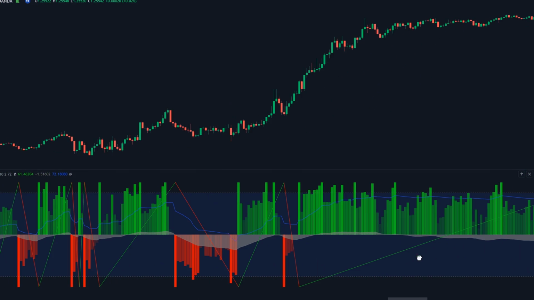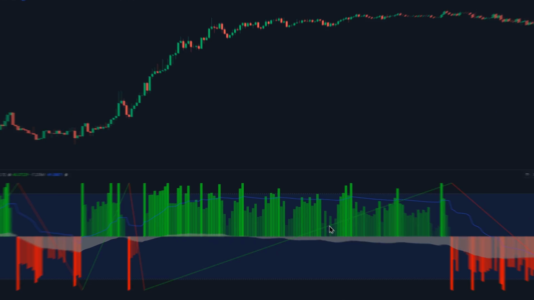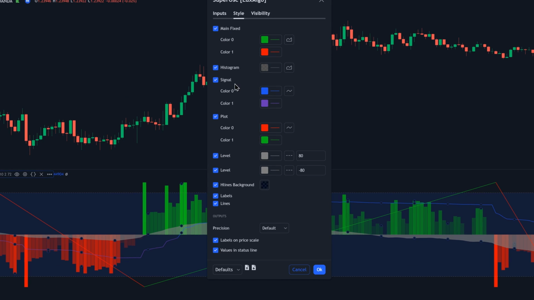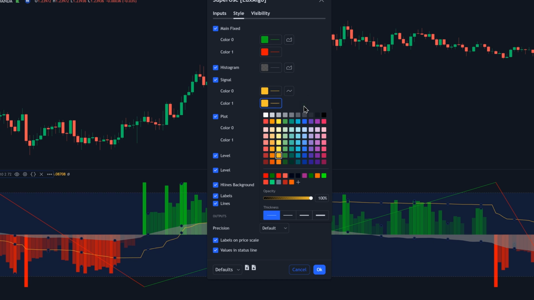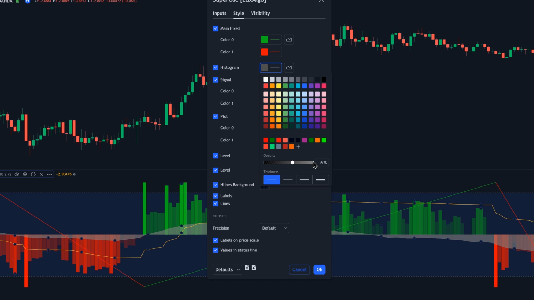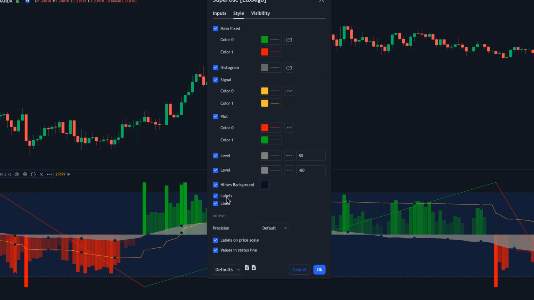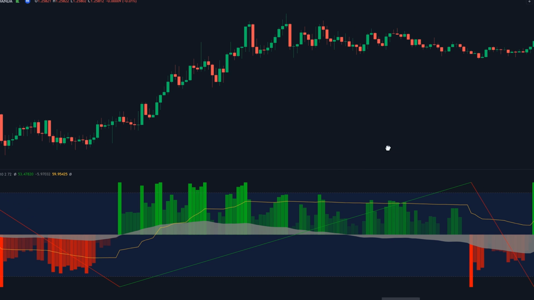Now, let's access the settings so we can change some features. On the Style tab, we want to change the signal line color to yellow for both colors. Then increase the opacity for the histogram to 80%. And then we're also going to disable the labels option. And then click OK so we can explore what this indicator is made of.